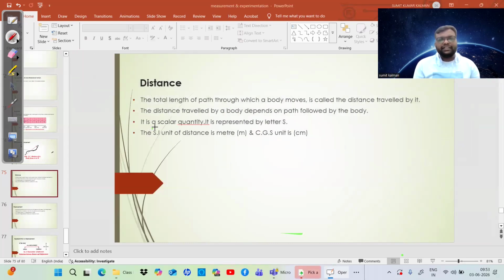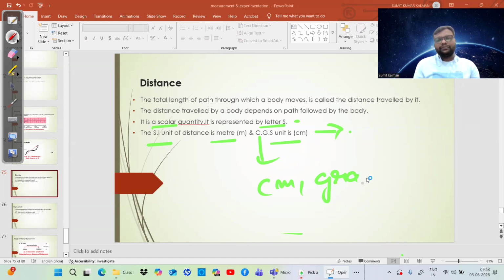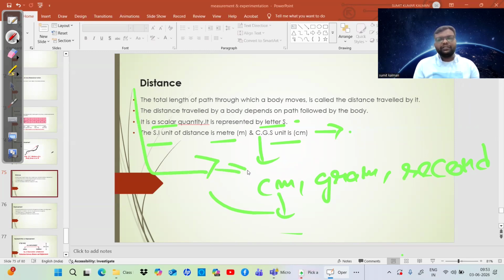Now, next: distance is a scalar quantity represented by the symbol S. The SI unit of distance is meter and the CGS unit is centimeter. Why is the CGS unit centimeter? What is the full form of CGS? Centimeter, gram, and second. We represent length in centimeter. That's why the unit of distance in CGS is centimeter, because distance is the length of path covered by a moving body.